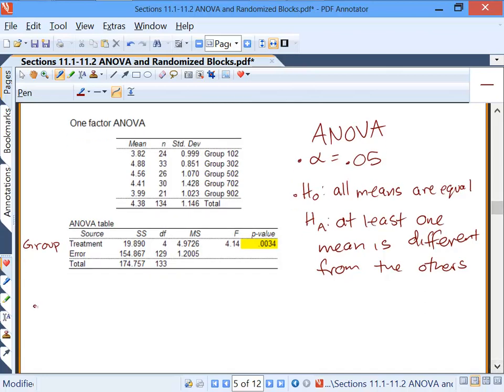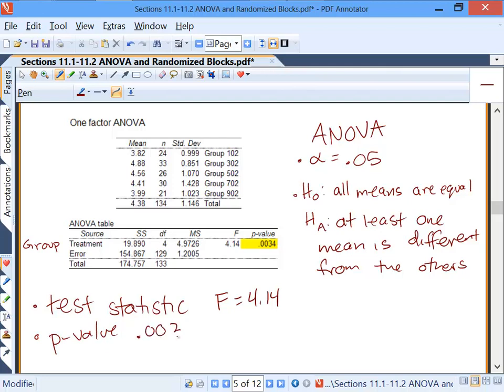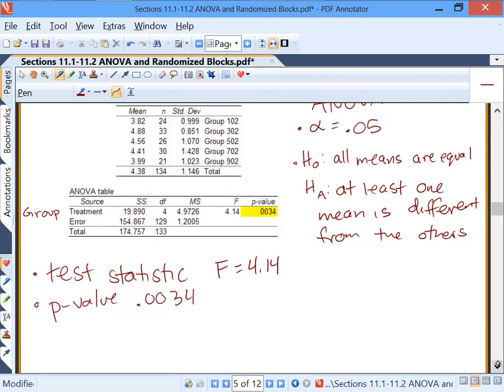So next, we do our test statistic, which is really easy for ANOVA because we just read it off the table: F equals 4.14. And when I want to find my p-value, I just read it off the table and it's 0.0034. So, is that a big or a small p-value? A small p-value, smaller than our alpha. So we're going to reject the null hypothesis.